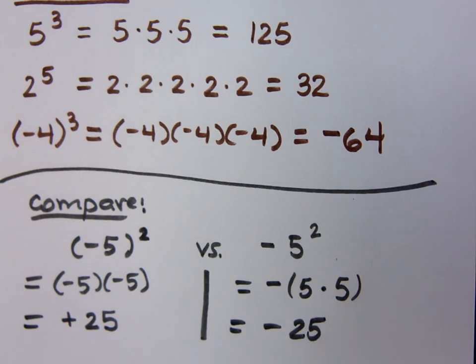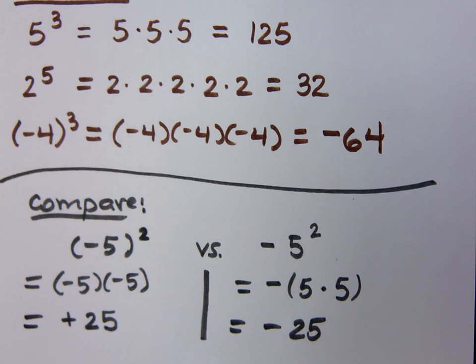Now, the reason I point this out to you is because in your graphing calculator, or if you're using a two-line calculator, you need to make sure that what you're typing in is what you mean to type in. Because a lot of times students will type in negative 5 squared, and they expect to get a positive 25.